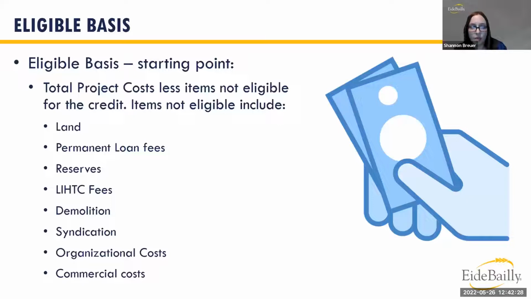So some examples of items that are not eligible for the credit include the cost of the land, loan fees, reserves, demolition, syndication, organizational costs, and then any costs for commercial property in a project are not eligible.